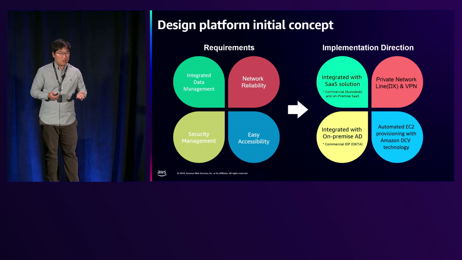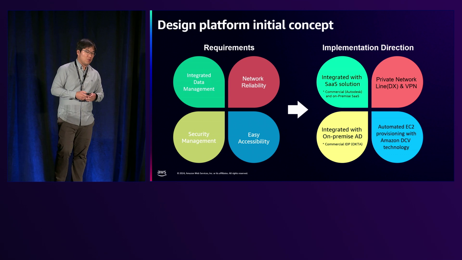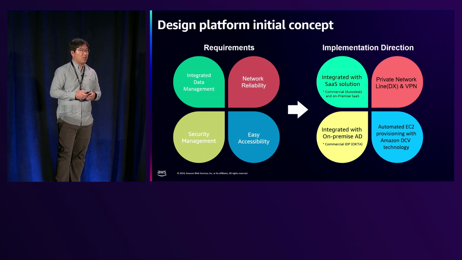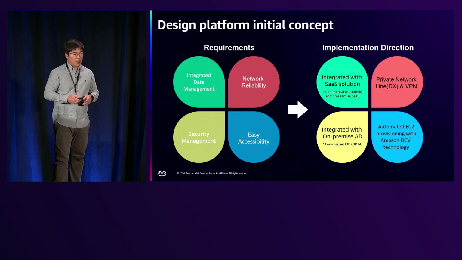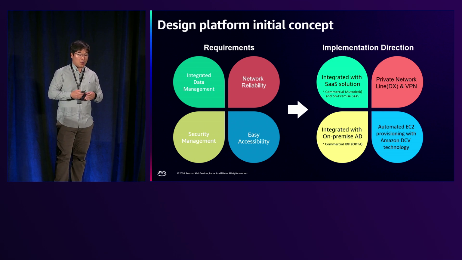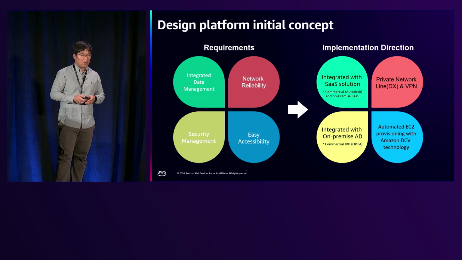Third, for security management, we are using the integrated on-premise AD. User information is so important, because we need to identify the exact user, the exact access, and what they are doing in the platform. That's why we are using our on-premise AD for the design platform. And for easy accessibility, we are adopting AWS technology. Automated, easy provisioning with Amazon DCP technology was adopted.